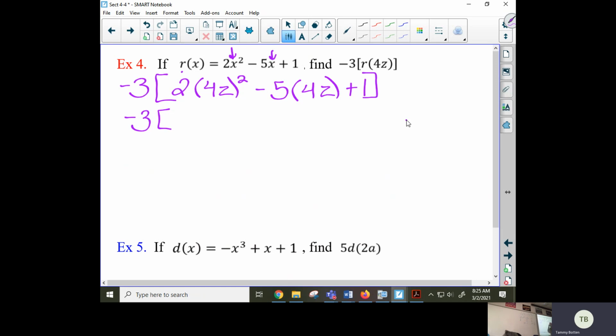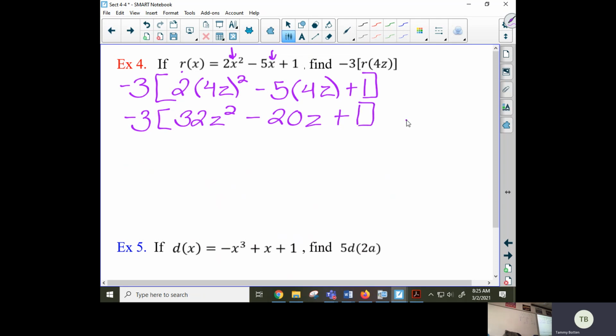What do you guys think? We could just evaluate this right now. What's 4 squared? Times 2, 32. And if it's something that's hard, just punch that in your calculator. Minus 5 times 4 is 20z, and then plus 1.